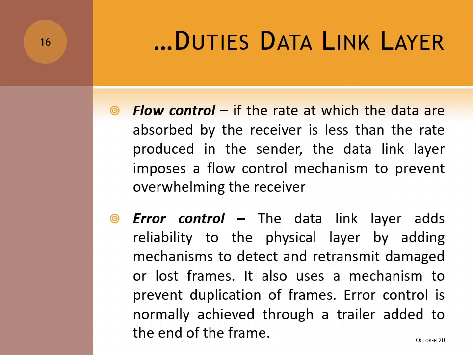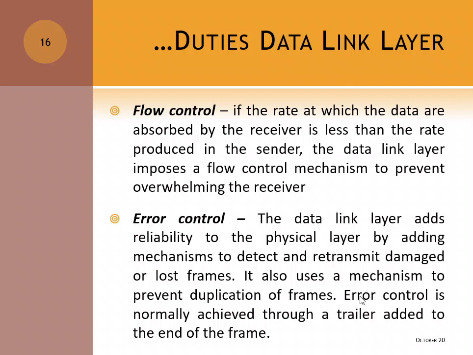The last duty of data link layer is error control. The data link layer adds reliability to the physical layer by adding mechanisms to detect and retransmit damaged or lost frames. Katalah kalau ada data yang rosak ataupun hilang dalam perjalanan, that is the duty of data link layer to detect and retransmit balik. Maksudnya untuk detect ada error, dah berlaku error, data tu rosak, perlu retransmit. That is the duty of data link layer. It also uses mechanisms to prevent duplication of frames.